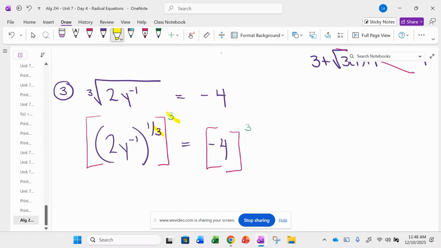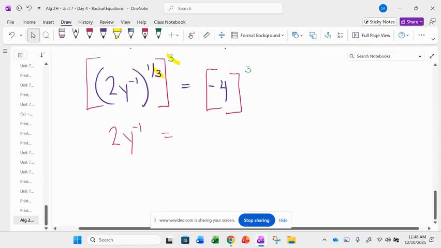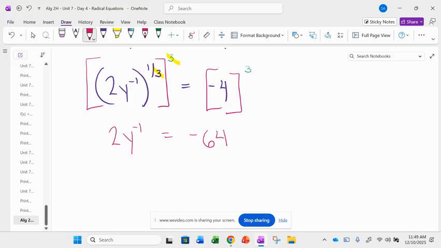So now here the 3's cancel. So now I have 2y to the negative first power equals negative 4 times negative 4 times negative 4, which is a negative 64. Can I divide by 2 on both sides? Yeah. Is that 2 being raised to the negative first power? No. So I'm going to divide by 2 on both sides. So now I have y to the negative first power equals negative 32.